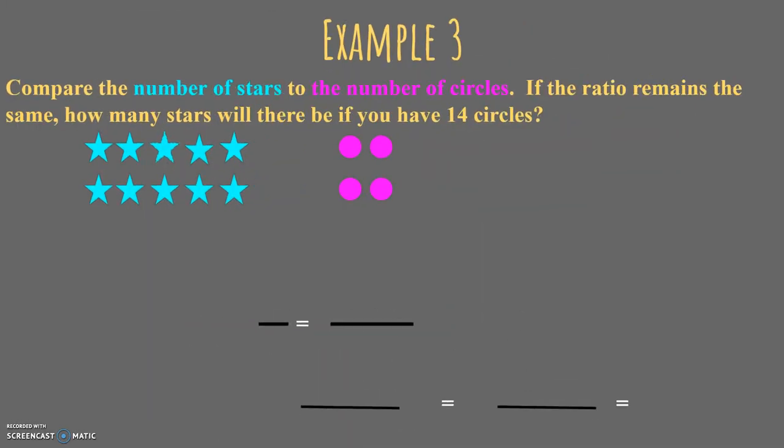Example 3. Compare the number of stars to the number of circles. If the ratio remains the same, how many stars will there be if you have 14 circles? So here we are creating our own ratio again.